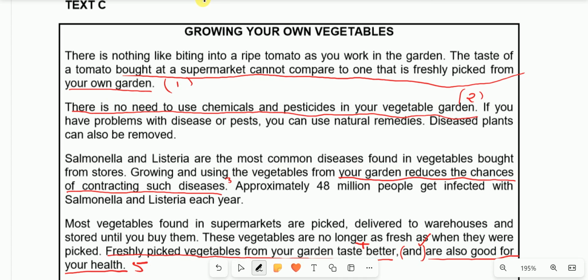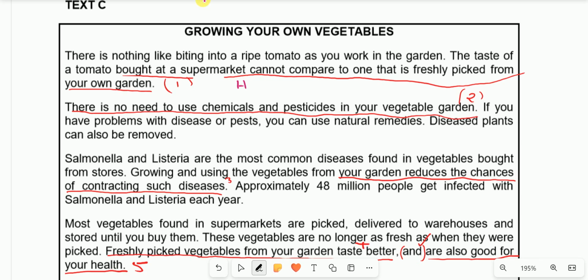Right. Now we go back to the very same facts that we have underlined, and then now we need to use our own words. I would say, don't change each and every word. Sustain the same ideas in effect, however, play around with word order or use synonyms. A tomato bought at a supermarket compared to the one that is freshly picked, I would say homegrown vegetables taste better. Let us do this.